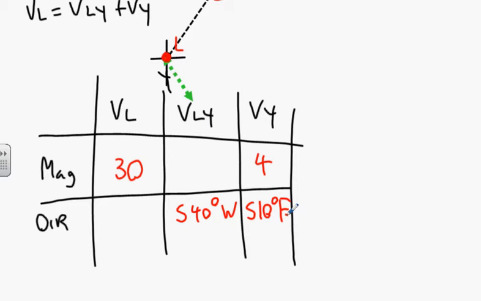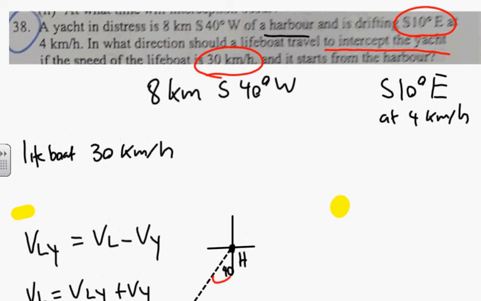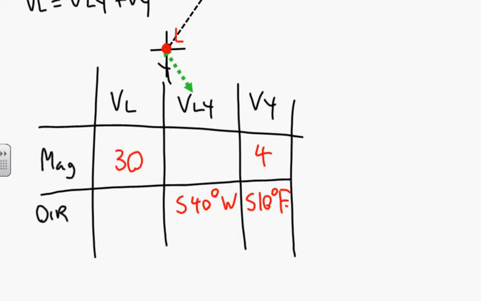So now that I've interpreted that question, all I need to do now is it wants to know in what direction the lifeboat should travel. It wants to know the angle of the lifeboat. What way is that going to go? So I'm going to do the triangle law, because that one equals this one plus this one. Which one do I have all the information on? So do you remember the triangle law?